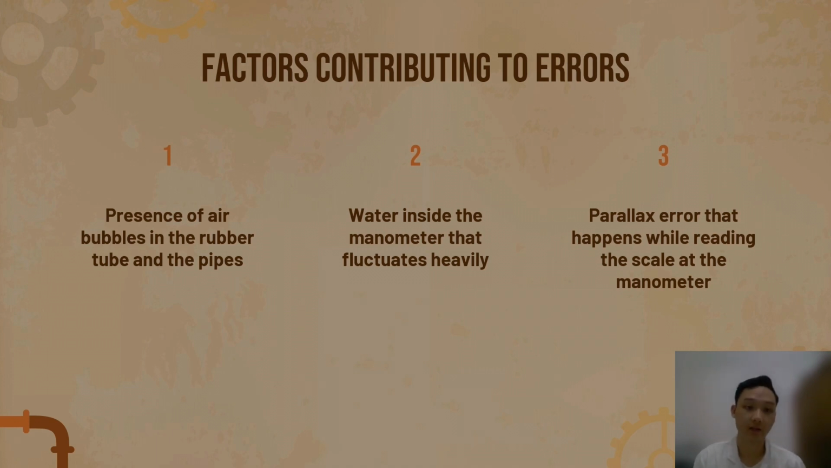The second factor is the water inside the manometer fluctuates heavily, so it's quite difficult for us to measure the H1 and H2 of the manometers. And the last is parallax error that happens while reading the scale at the manometer, because the observer's eyes are not perpendicular to the scale.